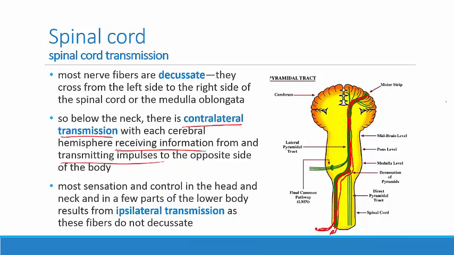At the head and the neck, most of the sensation and control is ipsilateral. They're on the same side of the body because the nerve fibers do not decussate. Now, that's not true of everything. I say most because the optic nerve does decussate. Remember, when you looked at the optic chiasma, there's a crossing over there where information from the right eye is received on the left side of the brain, and the left eye's information is received on the right side of the brain. So some of it is contralateral, but most of it is ipsilateral in these non-decussating fibers.